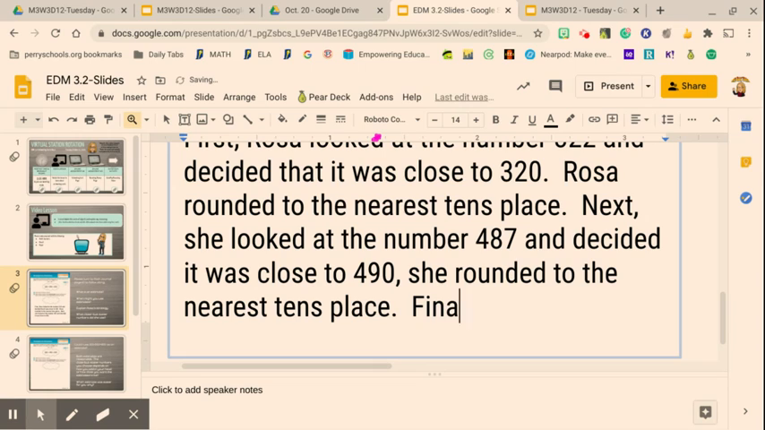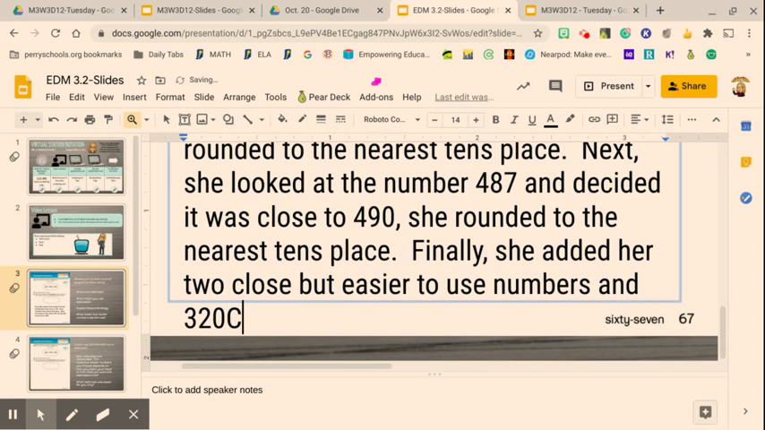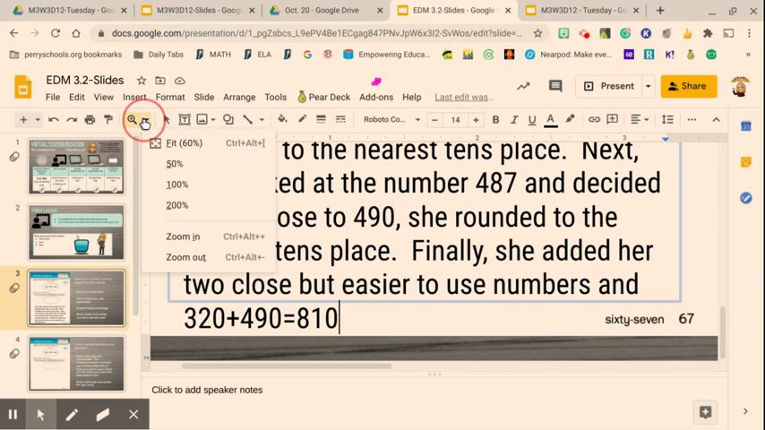And then finally, she added her two close but easier to use numbers, 320 plus 490 equals 810. Okay, so that was the first part of solving this problem.